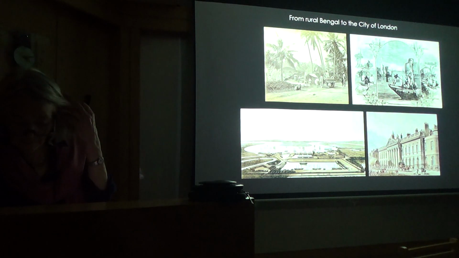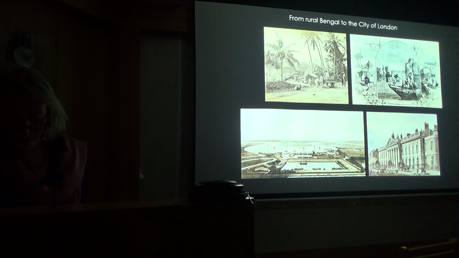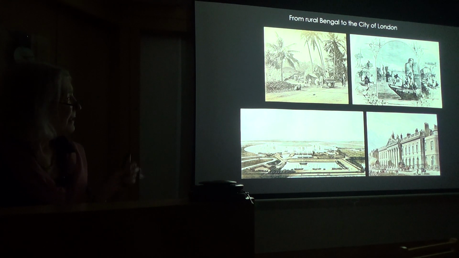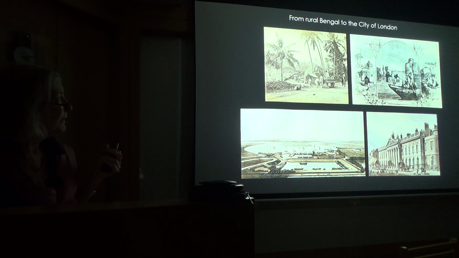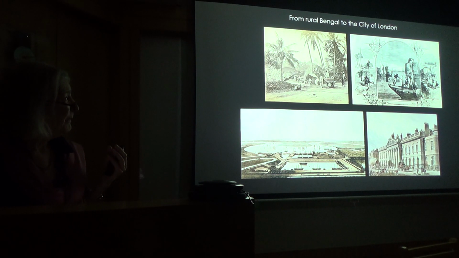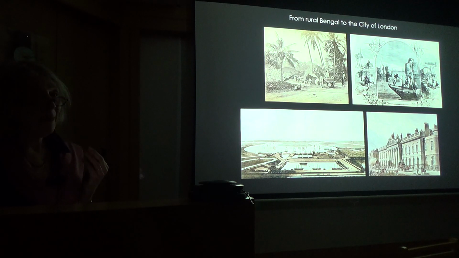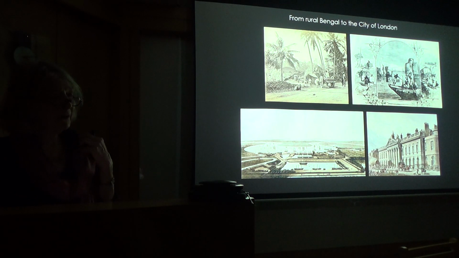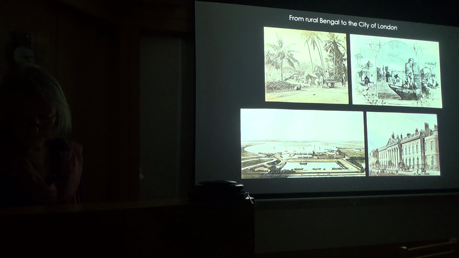So, from the rural village in Bengal. This is a 19th century photograph of a typical Bengali village. And, apart from the fact that there are cars and scooters and motorbikes, and the houses have got tin roofs, it's not that different in rural Bangladesh today, I would say, in certain places.